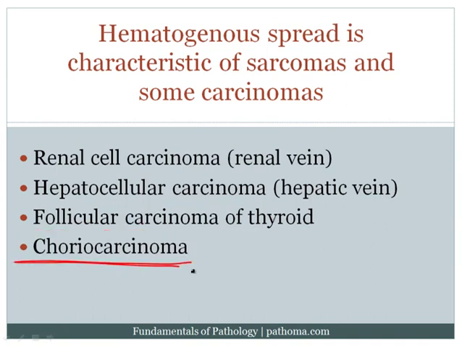Choriocarcinoma is really easy to remember because what is choriocarcinoma? Choriocarcinoma is a malignancy of placental tissue. In particular, the cells that line the villi of the placenta, and those cells are called trophoblasts. And so choriocarcinoma is a malignancy of trophoblasts. And guess what trophoblasts are designed to do by their nature? They're designed to find a blood vessel and invade into a blood vessel. In fact, that's the job of the placenta. So I don't think it's too hard to remember that choriocarcinoma is going to go into the blood and spread hematogenously, because that's what those cells are programmed to do to begin with.